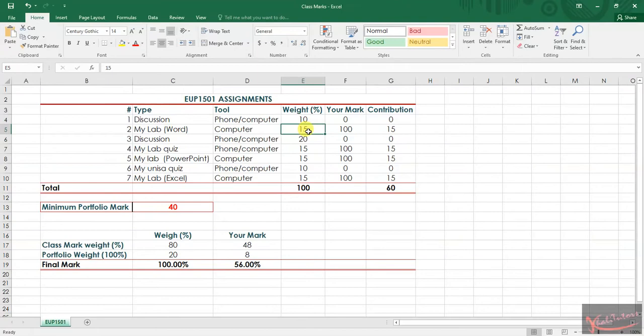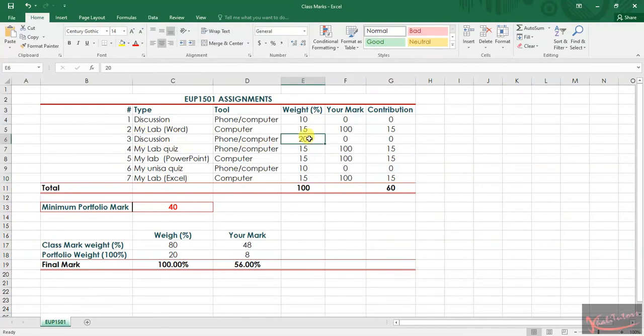Assignment number 1 contributes 10% towards your final mark. Assignment number 2 contributes 15% towards your class mark. Basically, all your MyLab assignments contribute 15% towards your class mark. When I say towards your class mark, I don't mean towards your final mark. So you have assignment number 1, which contributes 10. Assignment number 6 contributes 10. Assignment number 2, number 4, number 5, and number 7 each contribute 15%, and the one that contributes a lot is actually assignment number 3.